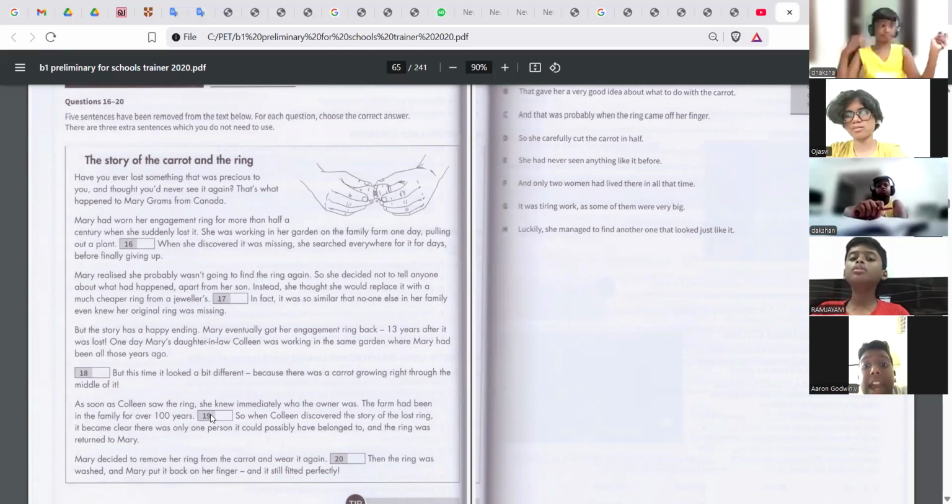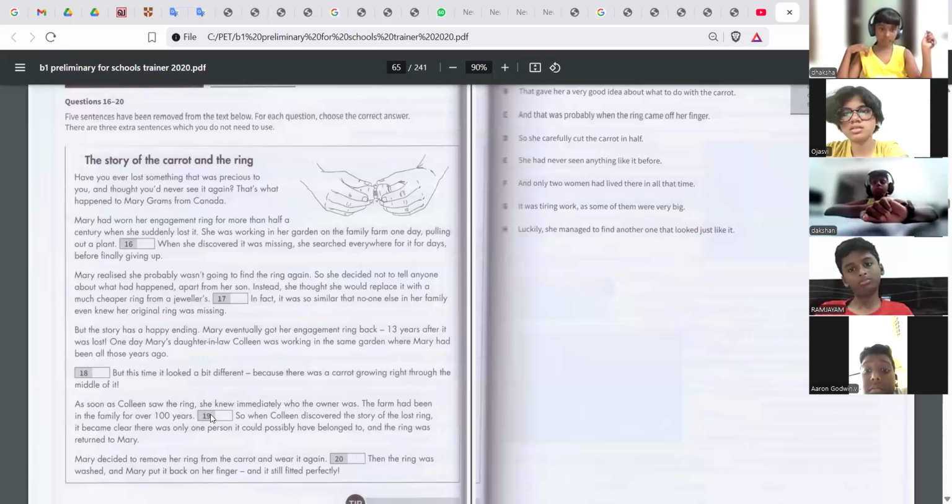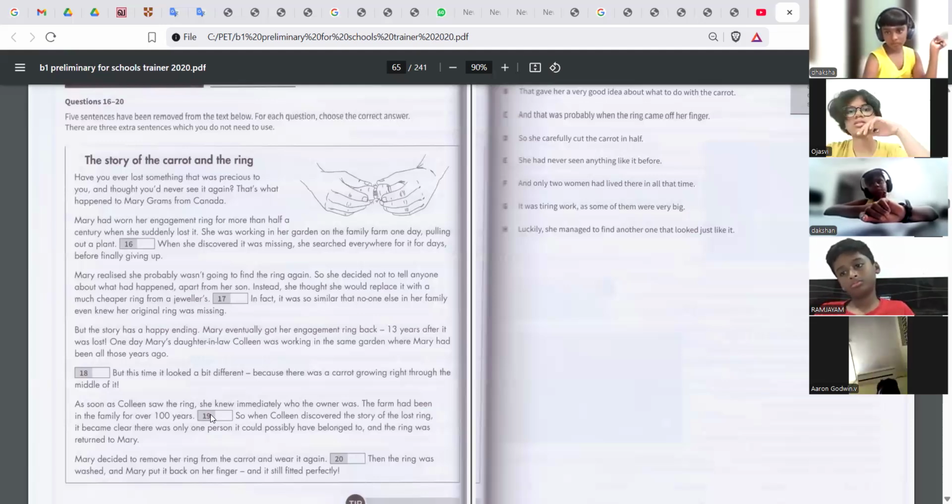had lived there in all that time. Now Ojesh, you tell me what is all the time here? Can you answer me what is all the time? Because it says for 100 years past, so all the time. Sir, 100 years.